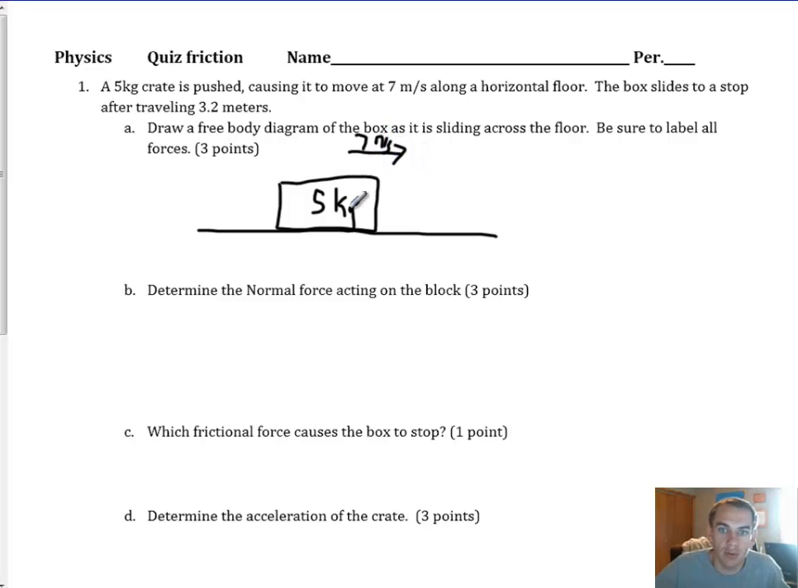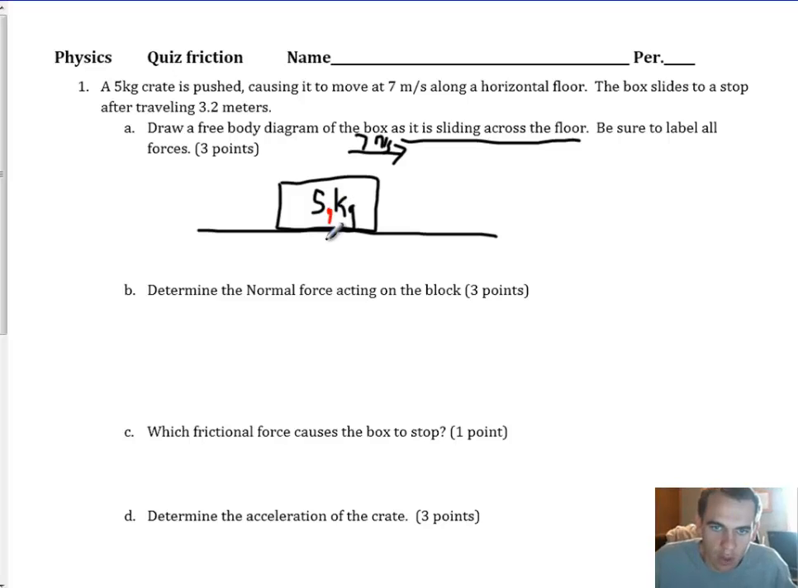I picked that direction. It wasn't told in the problem. Doesn't matter. 7 meters per second, and it's moving. The box slides to a stop after traveling 3.2 meters. Draw a free body diagram of the box as it is sliding across the floor. It's now in motion. We're not worried about the force that caused it to move. We're worried about the forces that are acting on it as it's moving.